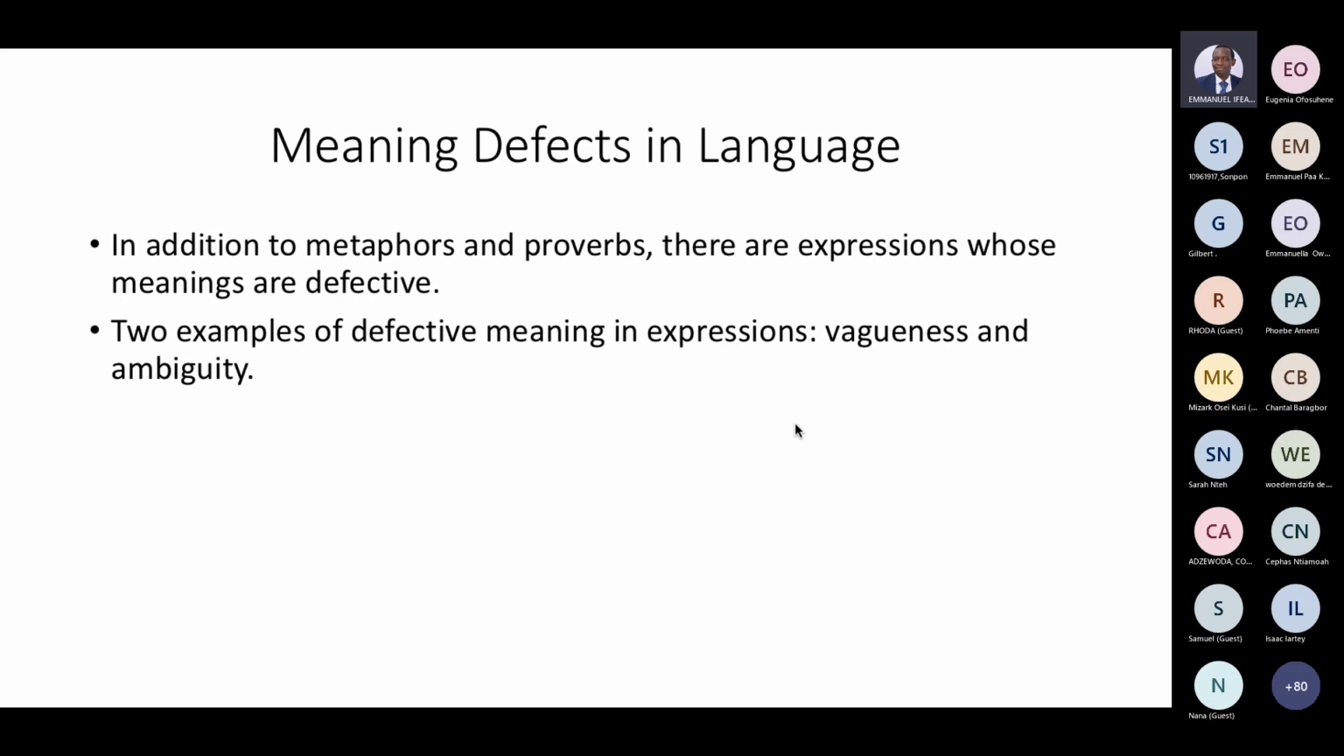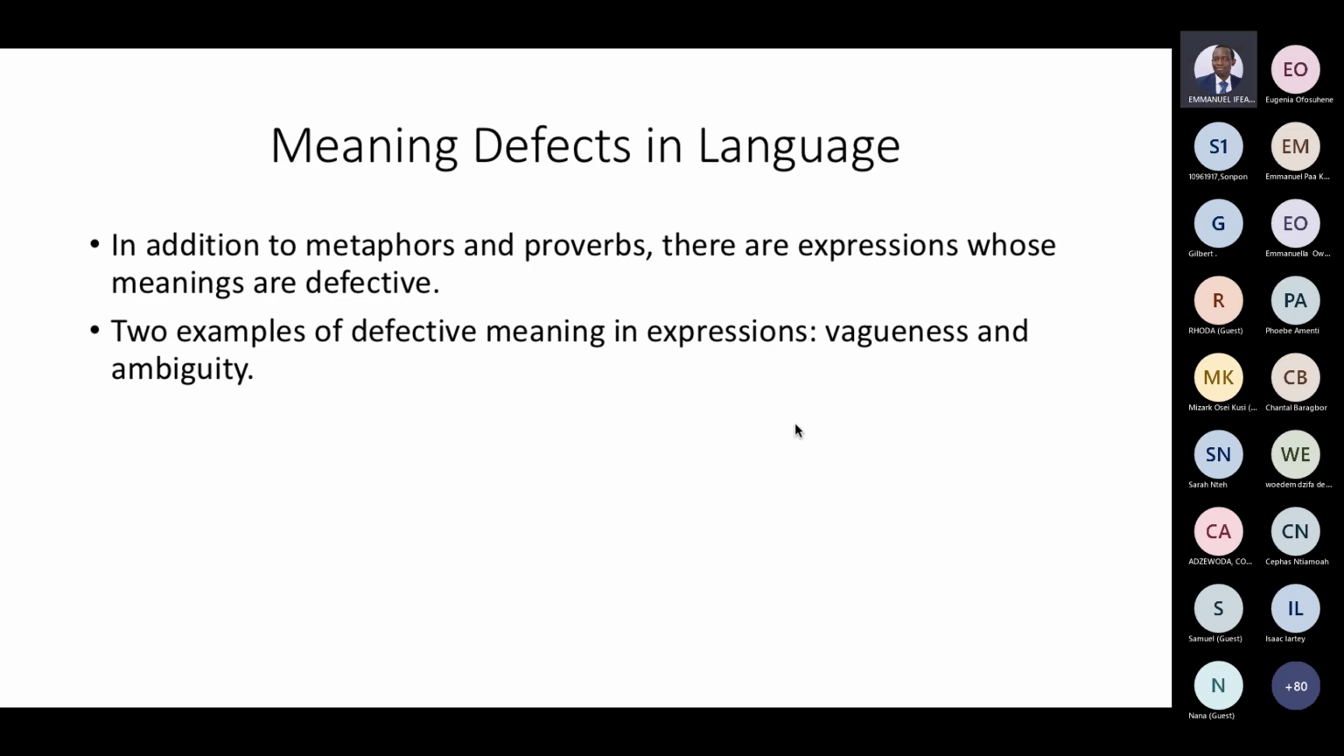Now let's look at some meaning defects in language. We are at this point because we have now singled out two kinds of statements that should not always be interpreted literally, or rather that come with non-literal interpretations. And those non-literal interpretations don't really allow for logical reasoning. You can't reason with the literal structure of the statement.